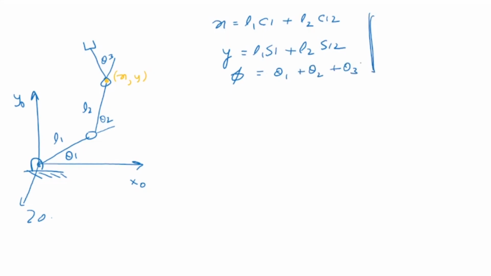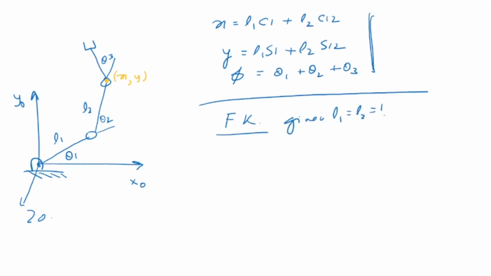Now let's look at the forward kinematics problem. I'm writing it as FK. Now given L1 is equal to L2 is equal to 1 unit, and theta 1 is equal to 30 degrees, and let's say theta 2 is also 30 degrees, and theta 3 is equal to 30 degrees, just for example. Now find xy. What is xy? So this is a very simple forward kinematics problem where I simply take the values that are given.